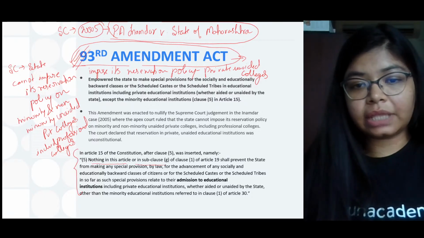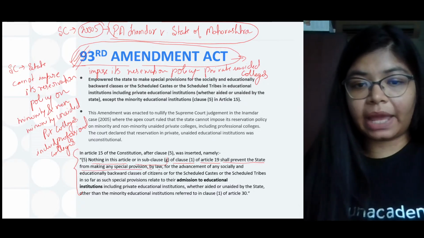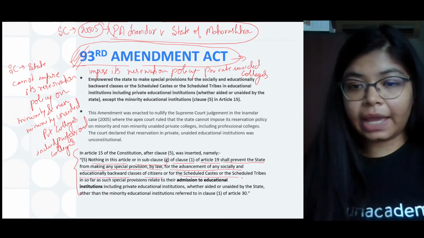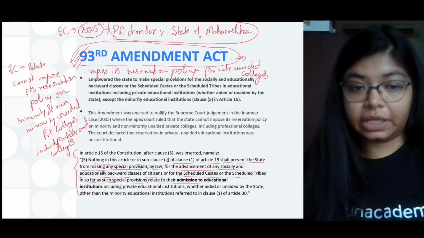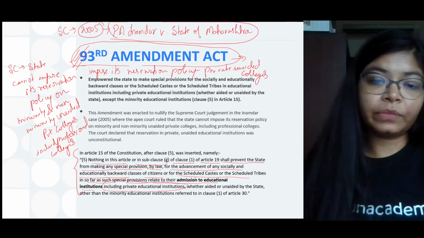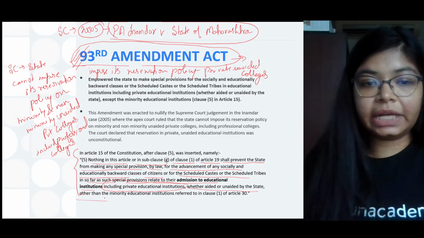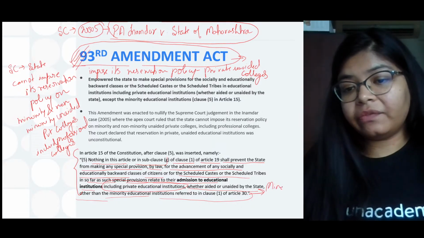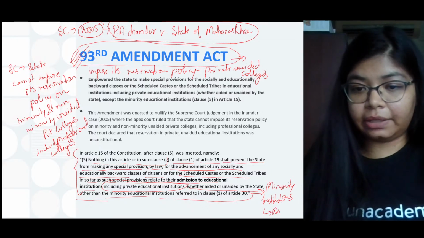Nothing in this article or in subclause G of clause 1 of article 19 shall prevent the state from making any special provision by law for the advancement of any socially and educationally backward classes of citizens or for the SCs and STs insofar as such special provision relate to their admission to educational institutions, including, this is the most important thing जो 93rd Amendment Act ने की थी, including private educational institutions, whether aided or unaided by the state other than the minority education institutions referred to in clause 1. अच्छा, ये important है कि minority पे फिर भी नहीं लगा. जो minority institutions हैं उन पे रिजर्वेशन पॉलिसी नहीं लगेगी. ठीक है.